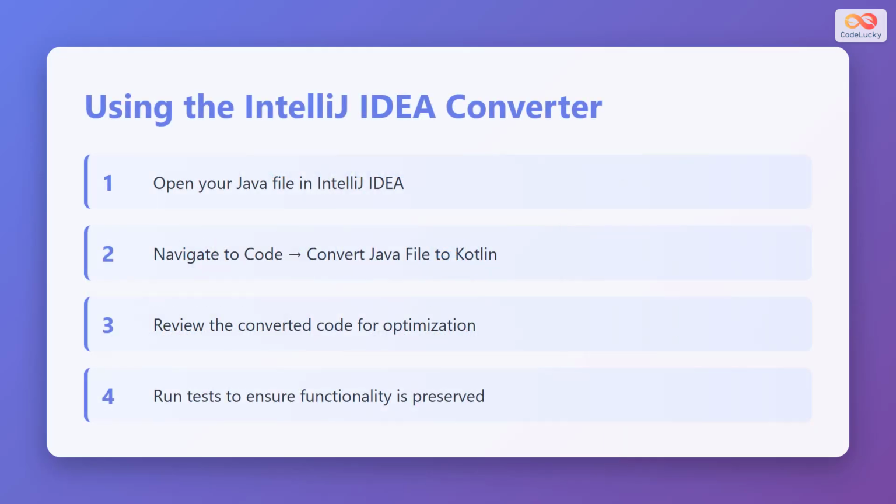The IntelliJ IDEA converter is a powerful tool that automates Java to Kotlin conversion. Here's how to use it. First, open your Java file in IntelliJ IDEA. Second, navigate to the Code menu and select Convert Java file to Kotlin file. Third, carefully review the converted code for potential optimization opportunities, as the automatic converter may not always produce the most idiomatic Kotlin code. Fourth, run your tests to ensure that all functionality has been preserved after the conversion. This systematic approach helps catch any issues early in the migration process.